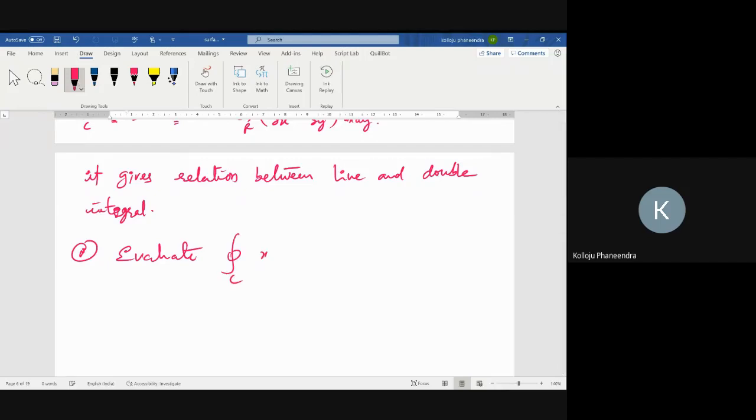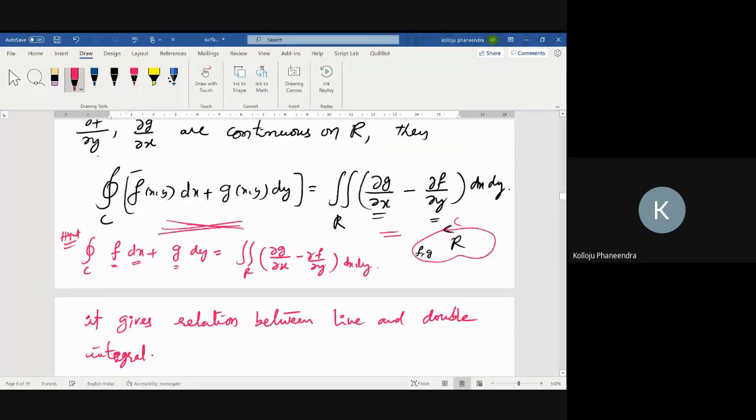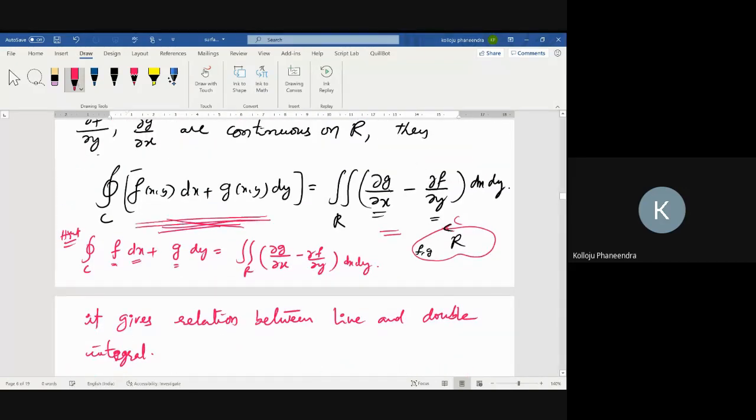Evaluate the circulation over C, (x square plus y square) dx plus (y plus 2x) dy. See, the structure must be like this. The structure of the left side must be f dx plus g dy. It must be in that form, not any other form. And remember, what is this?